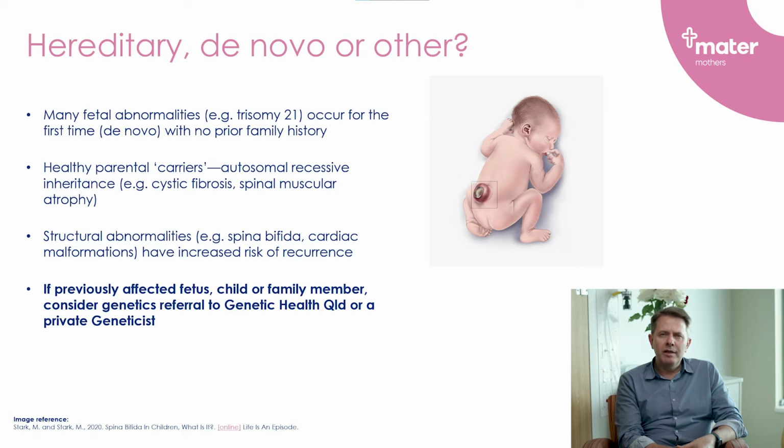With structural abnormalities, there may be an increased risk of recurrence over the background risk, and that depends on the particular abnormality. For example, neural tube defects and cardiac abnormalities have a small increased risk of recurrence in a subsequent pregnancy, but it doesn't follow the standard hereditary type risk like autosomal dominant inheritance or autosomal recessive inheritance.